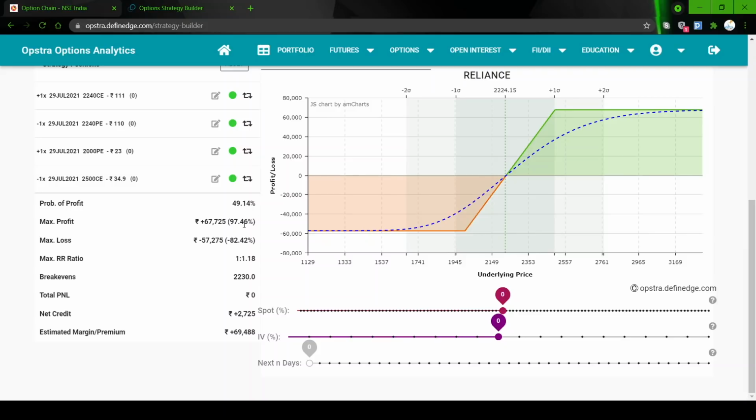I'll post all the figures for different strategies like bull put spread, bull call spread, and futures, and we can compare them with the protective synthetic covered call. You will see that the estimated margin or premium for the risk and reward ratio is very, very good in this strategy. This is the biggest advantage of this strategy.